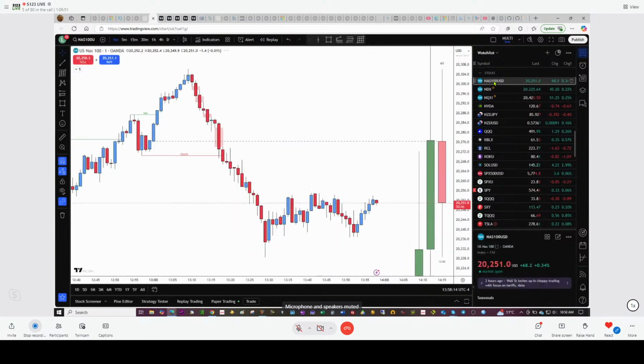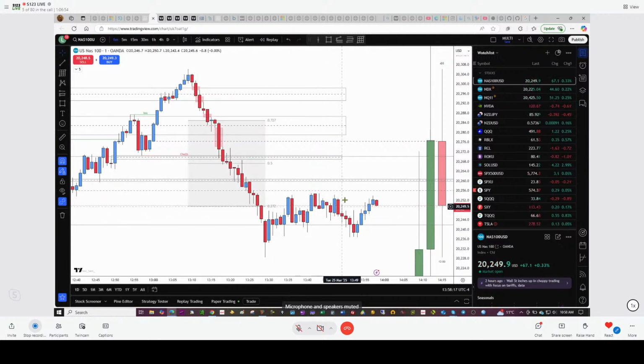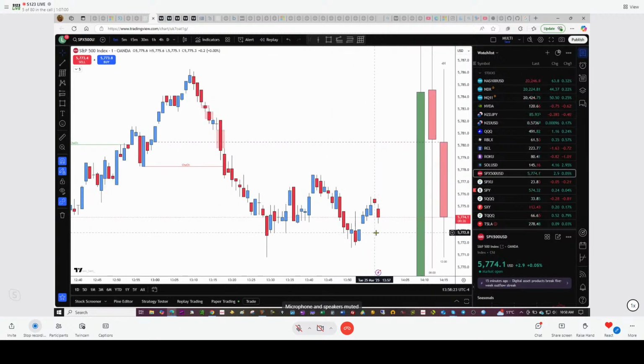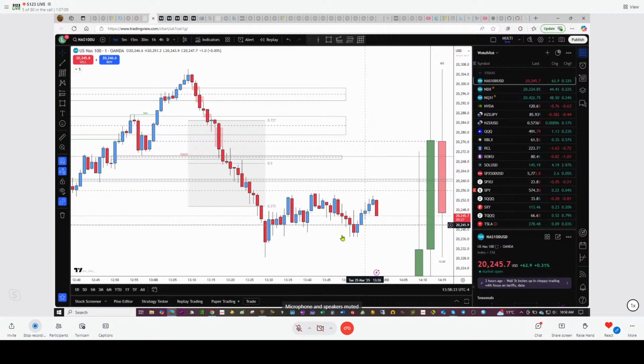Let's go back to the NAS again. So they're not taking out the highs. Yeah, S&P is much weaker. You see the difference. So S&P looks like they're going to go and take those lows out pretty quickly here, maybe. We have a double top on the 1 minute Tesla. So they're going for those equal lows here.